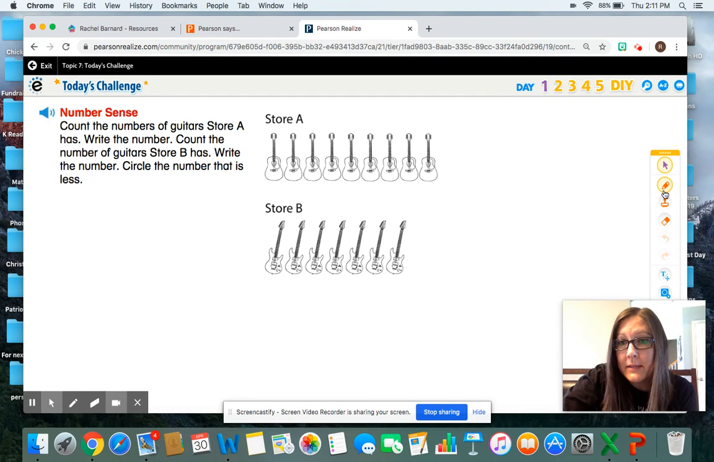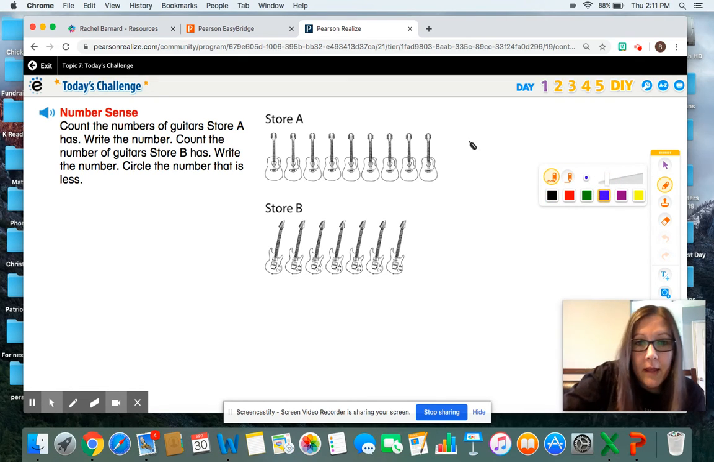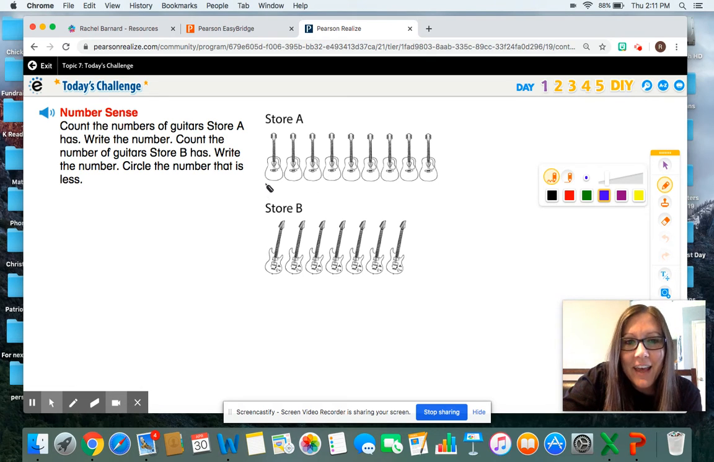Let me get a pencil. How about blue today? All right, here are the guitars that store A has. And here are the guitars that store B has. Let's count the guitars that store A has first. I'm going to mark them to make sure I don't leave any out.